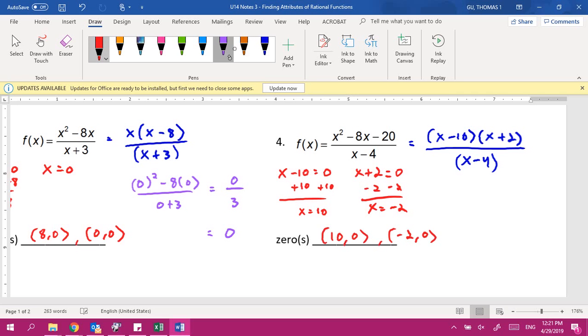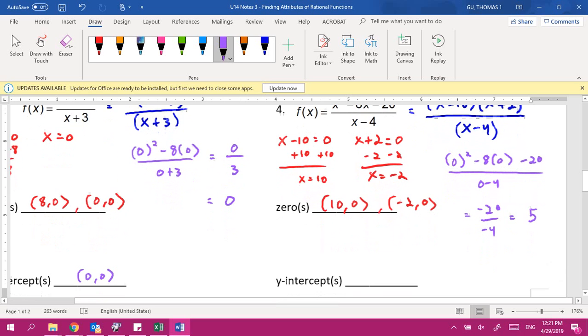Okay, and then how do I find my y-intercept? Plug in 0 for the x's. So we're going to have 0 squared minus 8 times 0 minus 20 over 0 minus 4. So that simplifies to what? Negative 20 over negative 4, which reduces to 5. So my y-intercept is going to be 0, 5. That is finding the zeros and finding the y-intercept.